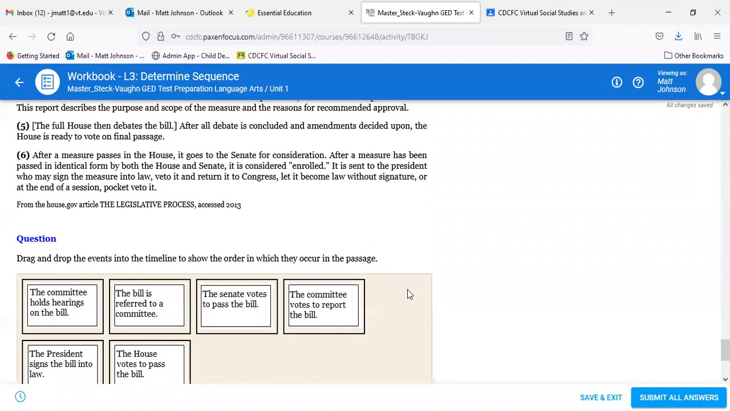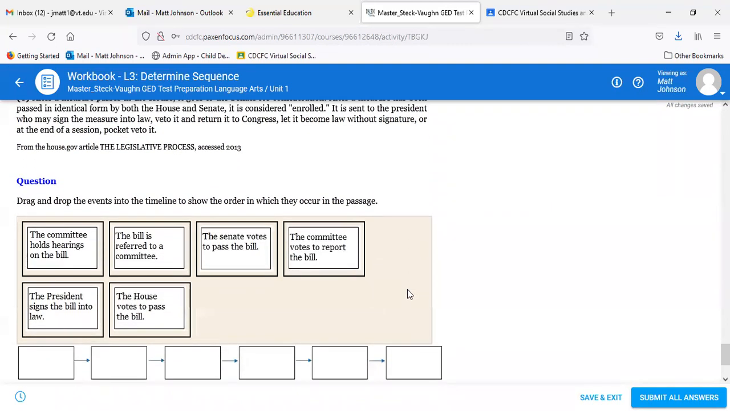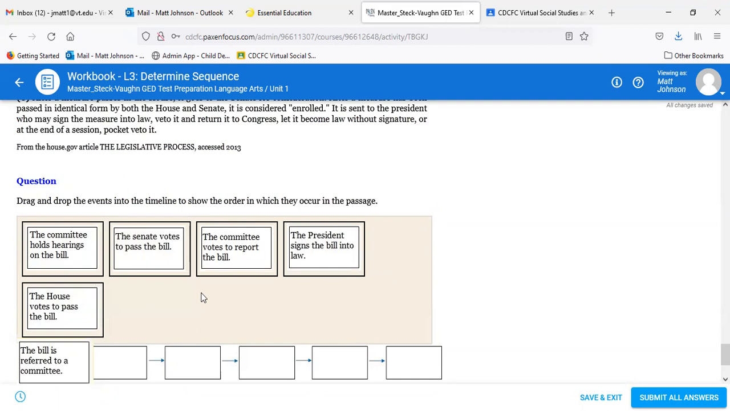Okay, so now we have a little bit longer, right? We have 6 events here to put in order. So what's happening first there in the process of a bill becoming law? The bill is referred to a committee? Yes. The bill is referred to a committee.